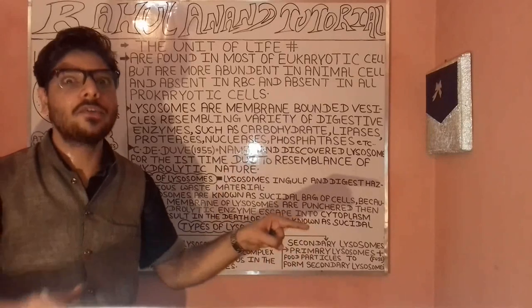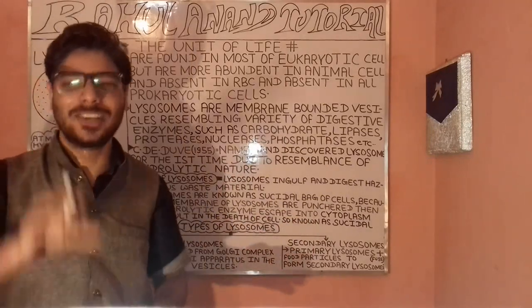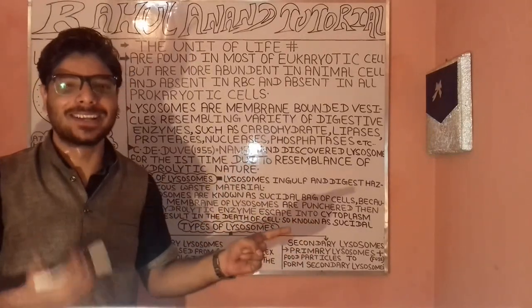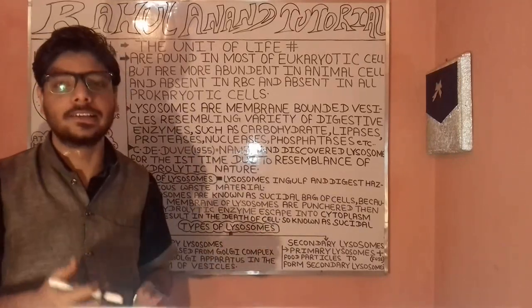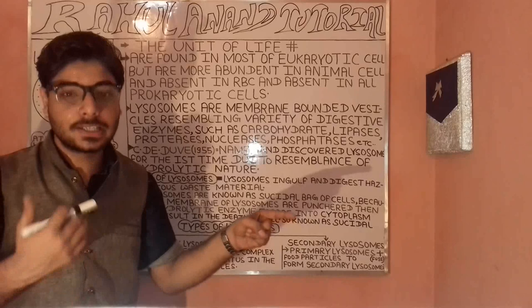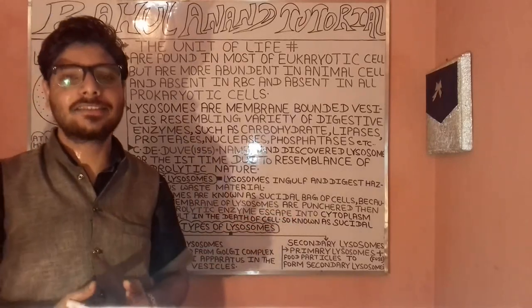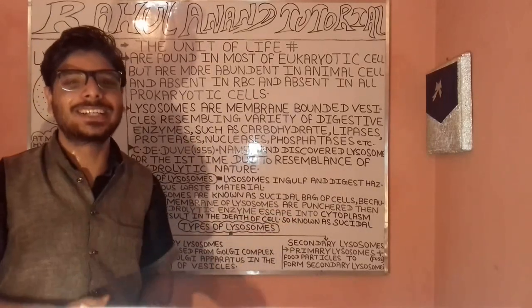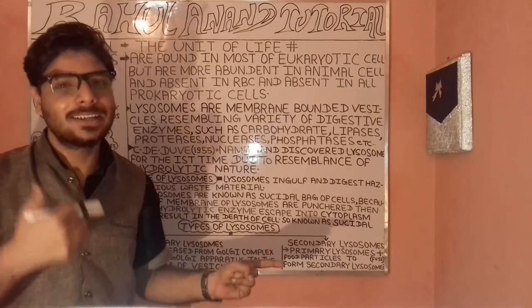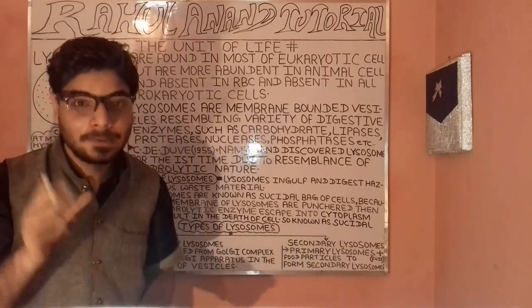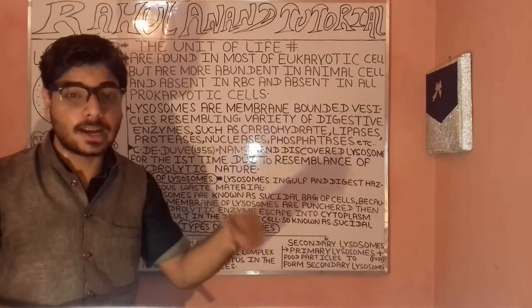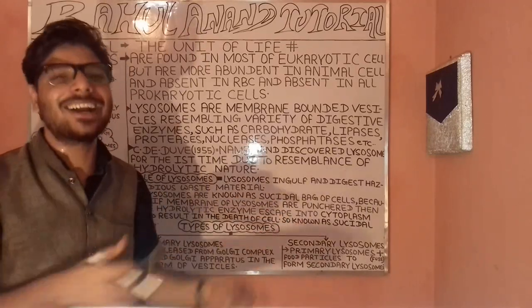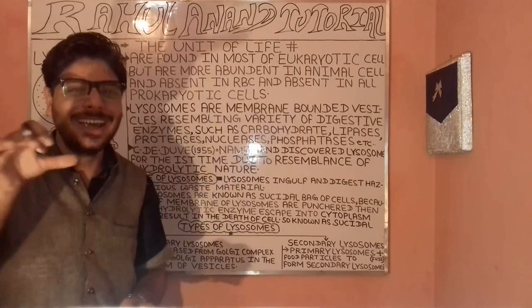When we are talking about the structure of the Golgi complex and the Golgi apparatus, remember, it has cisternae, then tubules, and vesicles. Cisternae are flattened membrane sac-like structures. Tubules are the tube-like structures that arise from the peripheral area of the cisternae.